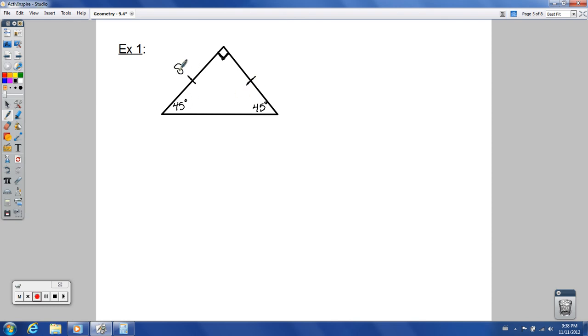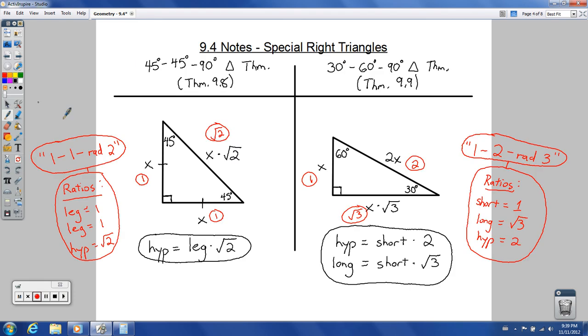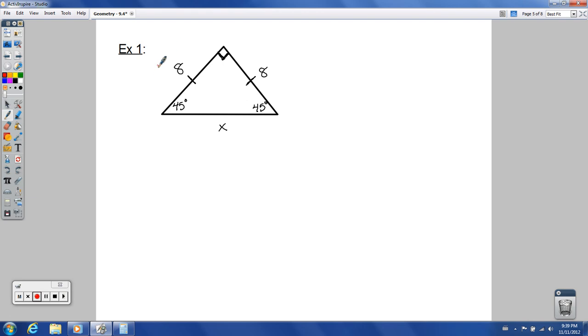Let's say I had this as 8. Now let's add some stuff in the picture. So I'm going to call this X. Hopefully you can see that if this is 8, that's also going to be 8. And so what equation are we using here? Well, if we have a 45, 45, 90, we're going to use 1, 1, rad 2. So I want to use a different color to do the ratio part. So this is 1, this is 1, and this is rad 2. What am I going to do? This is in the ratio like that. So this one's just the square root of 2 times bigger than this. So this just becomes 8 radical 2. So you can just think of it like that.